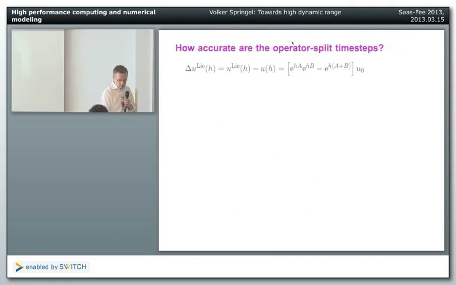Now to check the accuracy, what you can do is look at the difference between this, say, Lie split approximation relative to the real evolution U of H, right? And actually, this is this here. You have the Lie split, this application of B, then A, say, or the other way around, and then you subtract the evolution under the full system.